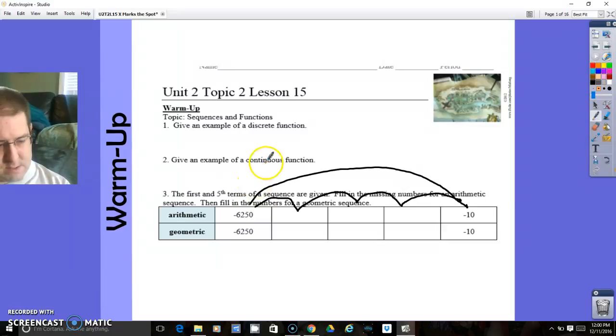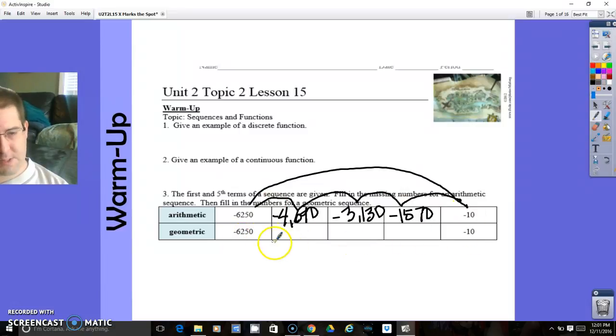So you got negative 6250. Negative 6250 plus 1,560 makes negative 4,690. Add another 1,560 and you get negative 3,130. Plus another 1,560, it would be negative 1,570. And you can see if I add another 1,560 to that, it's going to be equal to negative 10 right there.